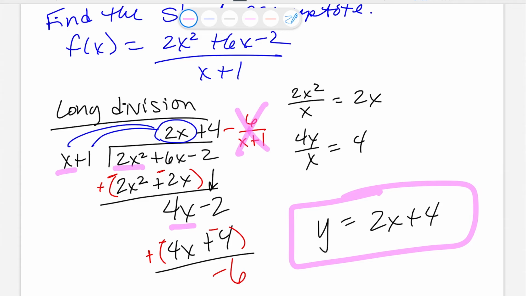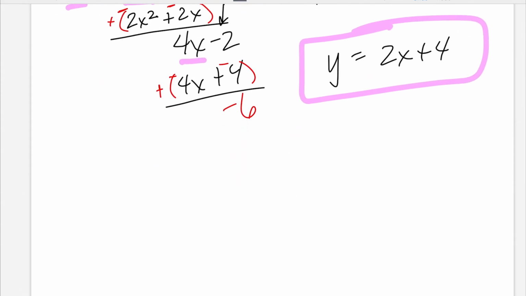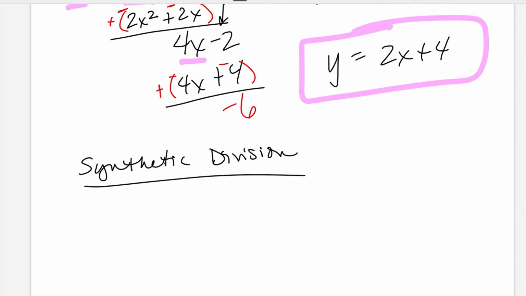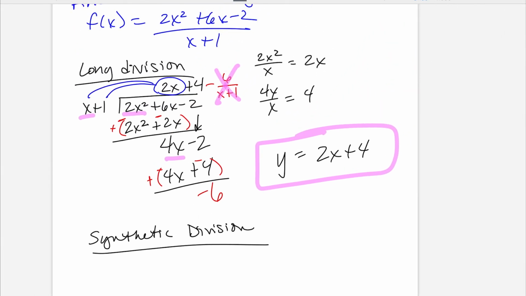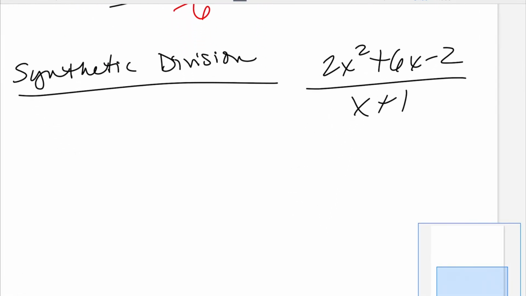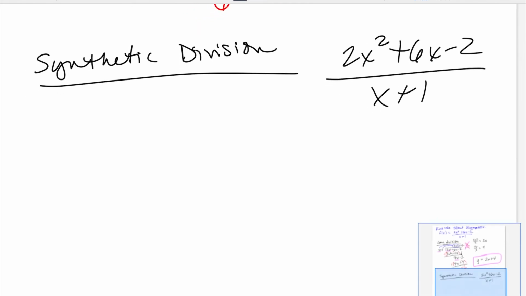So there's long division. Let's review synthetic division really quick, because algebra is more of an issue than calculus for the most part when we're in calculus. So you have to know your algebra here. So remember your synthetic. Let me come back up here so I can remember what my actual function is. 2x squared plus 6x minus 2 over x plus 1.